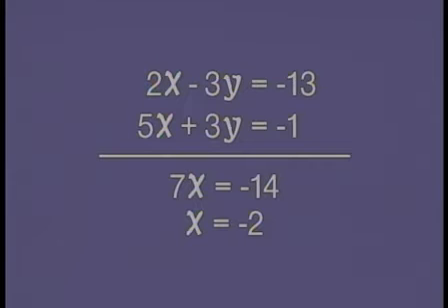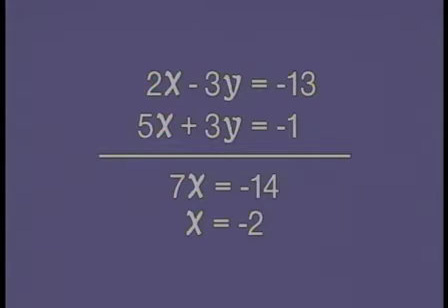2x plus 5x is 7x. The -3y and the +3y is 0. And -13 and -1 is -14. Once we have an equation with only one variable in it, we have no problem solving it. And of course here we simply divide by 7 and x equals -2.